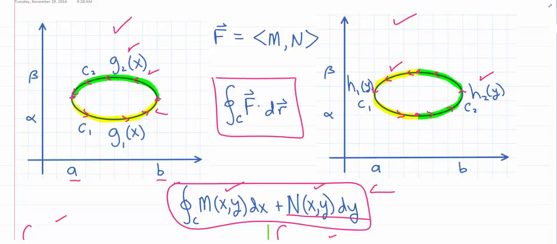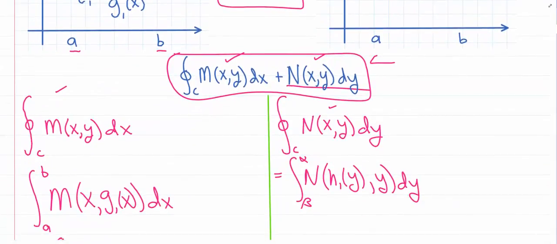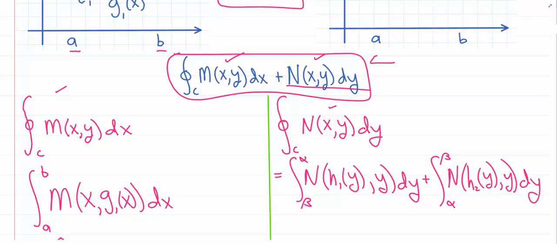Any other questions? Now, what I want to do is go from alpha to beta with the h2, right? Because I'm oriented in y. So now I need to add on to this. I'm going to go from alpha to beta of n of h2 of y dy. Okay, I think I got that right. Any questions?